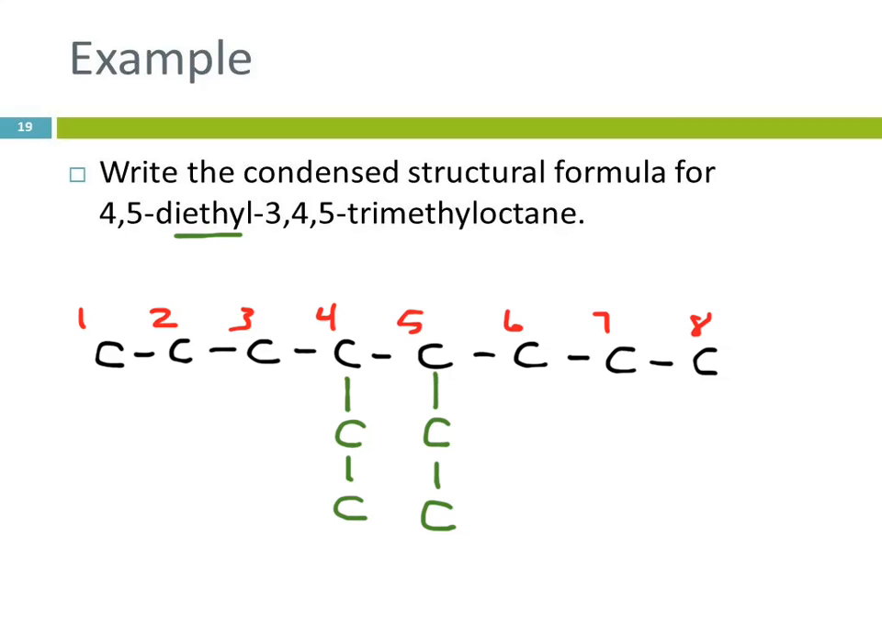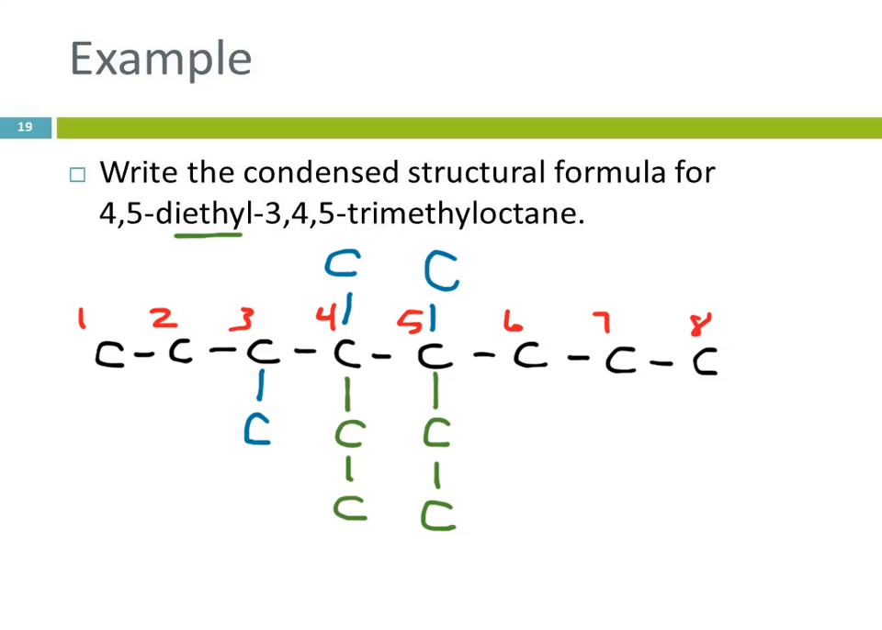And then we have the methyls. So trimethyl, there are 3 methyl groups, 3, 4, and 5. So there's one on the 3rd carbon. There's one on the 4th carbon. Now we already have something on the bottom, so we're going to have to put this one on the top. And one on the 5th carbon. So now I've got my skeleton taken care of.